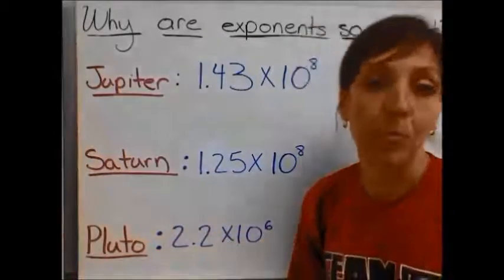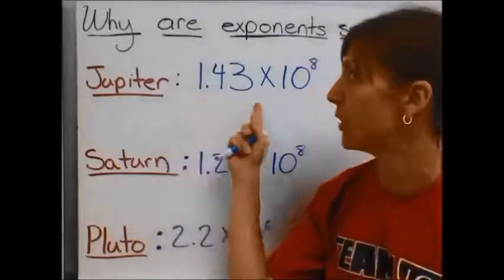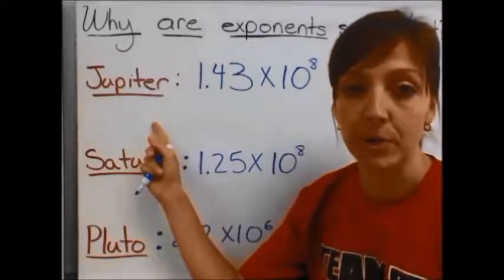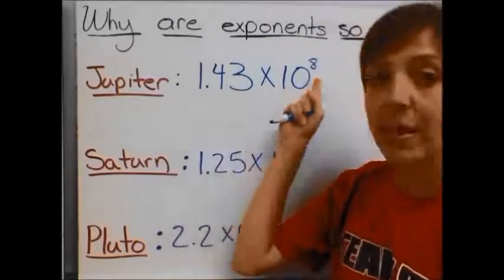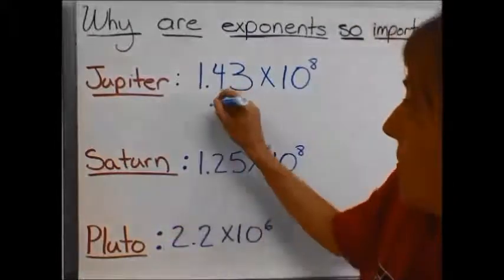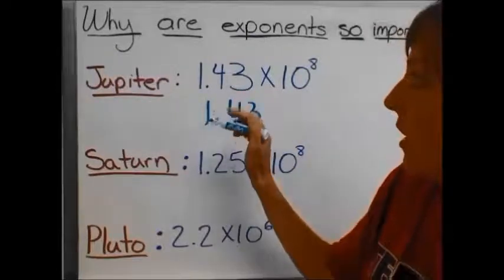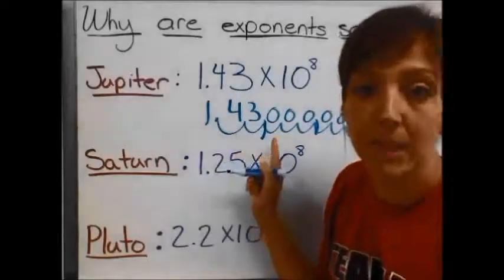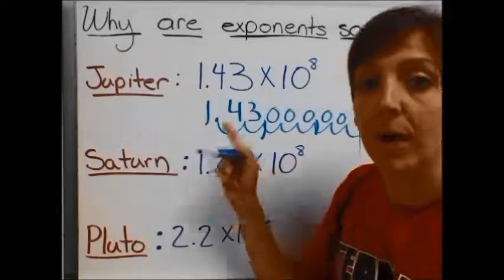Why are exponents so important? Well, the first number on our last board was 1 and 43 hundredths times 10 to the 8th power. That's actually the distance that Jupiter is from the Earth. So if I were to write that number out, that 8 right there tells me I'm moving in a positive direction. And when I change my number back to its original form, I have 143 million is this first number. 143 million miles away from Earth.